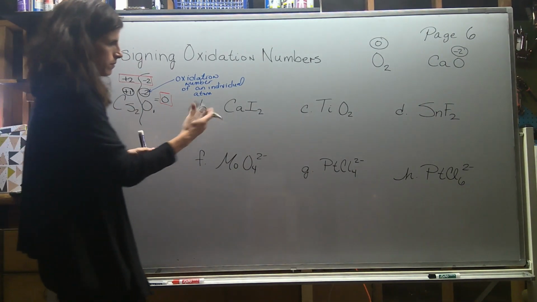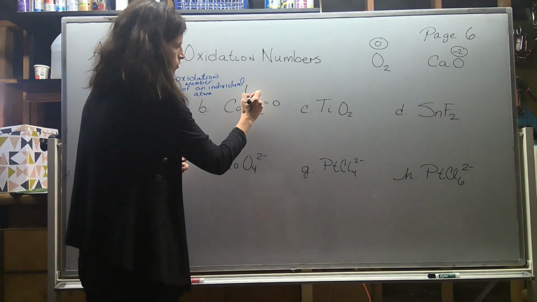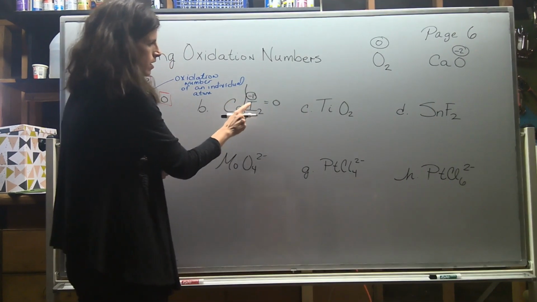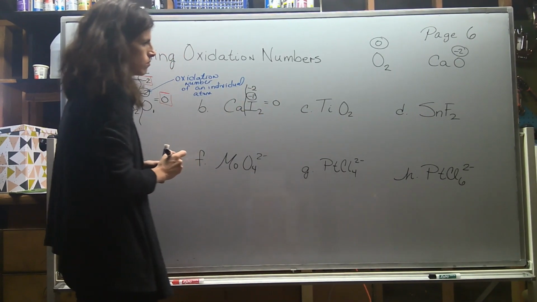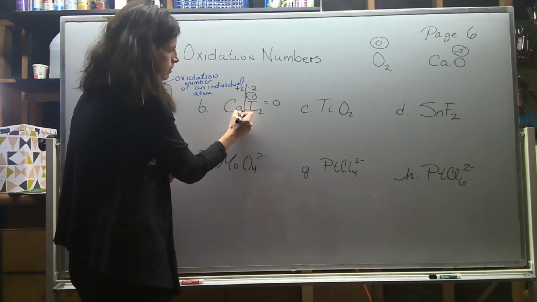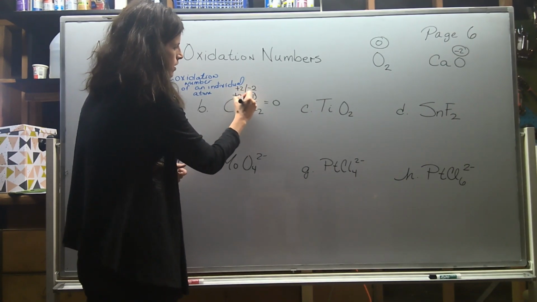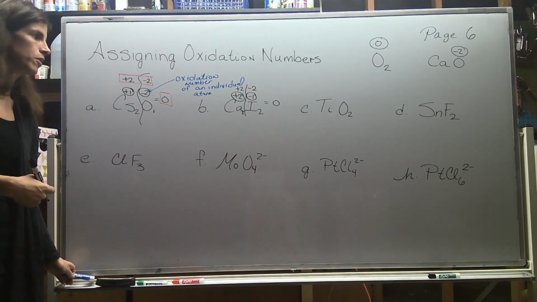So let's look at the next one. Again, it's going to equal 0. Iodide, I'll do a -1. -1 times 2 gives me -2. It has to equal 0, so I'll do a +2 on that side. Since there's only 1 calcium, I know the entire +2 belongs to that 1 calcium.